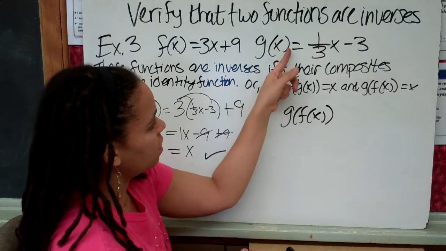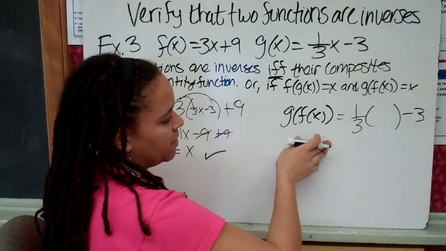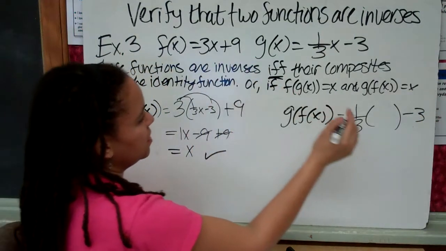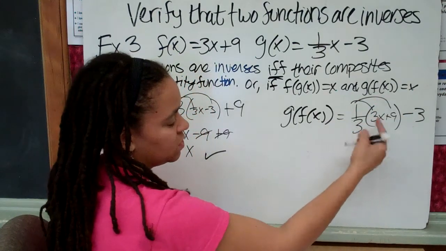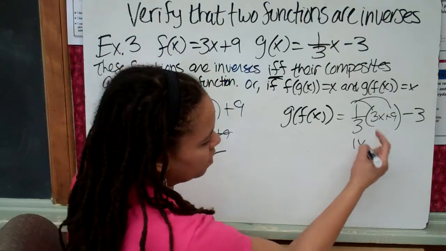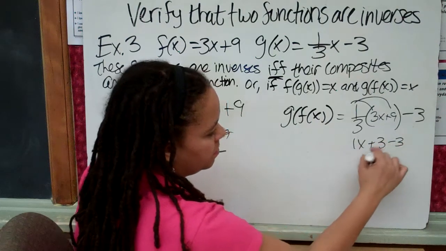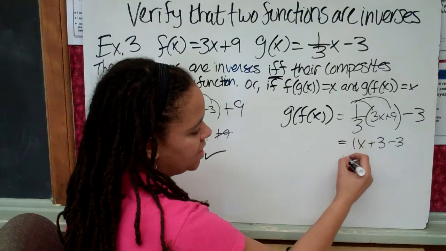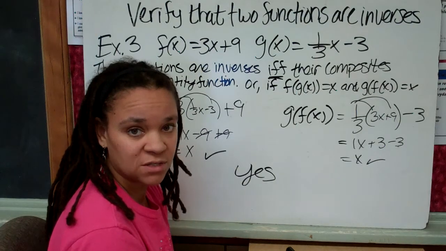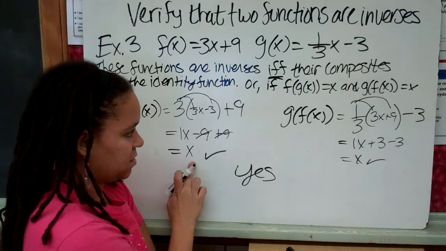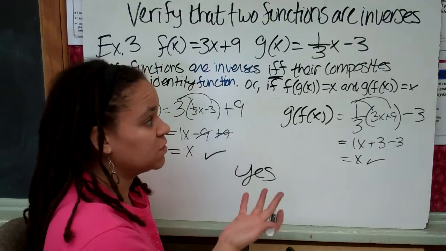G of f of x. Start with the g function. 1/3, leave a big old space, minus 3. So I wrote my g function. Now let's plug f of x in there: 3x plus 9. Solve it. 1/3 times 3 again is going to be 1x. 1/3 of 9 is going to be 9 divided by 3, which is 3. Plus 3 minus 3, those are going to go away. I'm left with just x. So yes, these two are actual inverses because when I did f of g of x, I got x, and when I did g of f of x, I got x. You have to get them for both or they are not considered inverse functions.